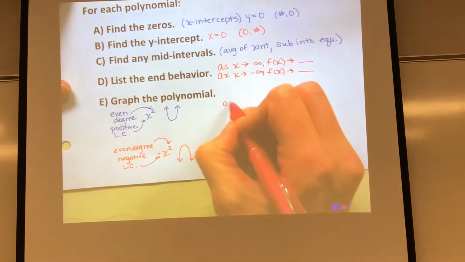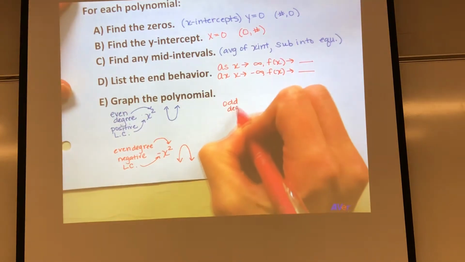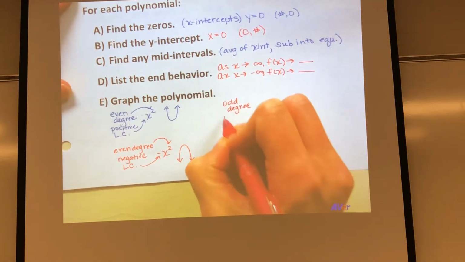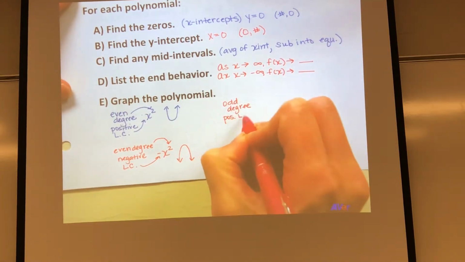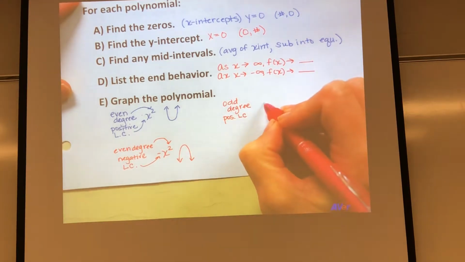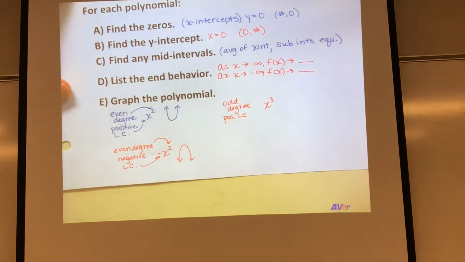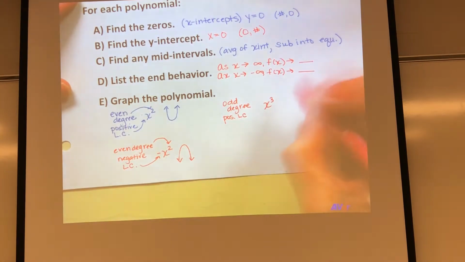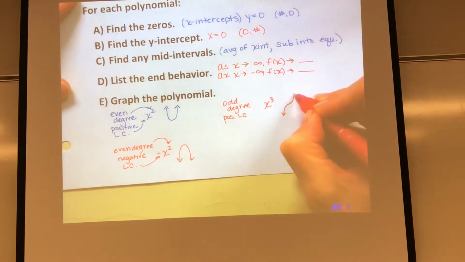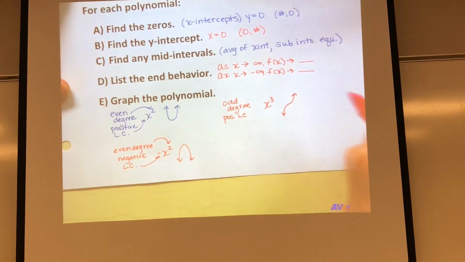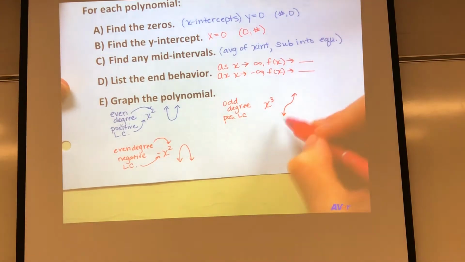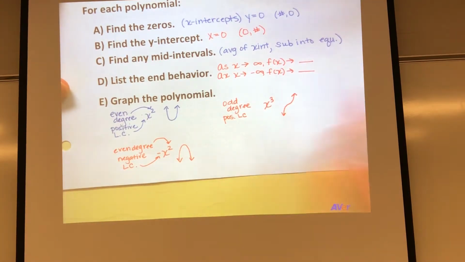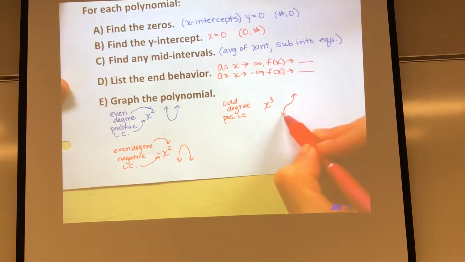Then we also have odd degree, positive leading coefficient, so like an x cubed. And x cubes, call them John Travolta's because they look like the Staying Alive, John Travolta's arms going up and down. It's increasing from left to right.